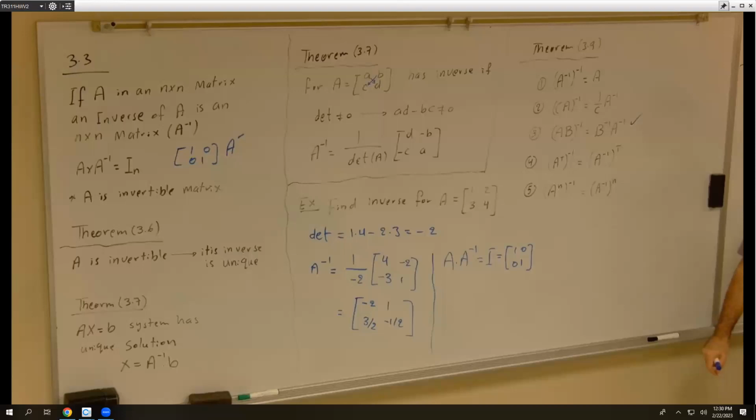With the power, it's going to be the last one. If you have A to the power 5, what are you going to do? A to the power 5 inverse is going to be the same thing, A inverse to the power 5. Again, there is a proof for each one.